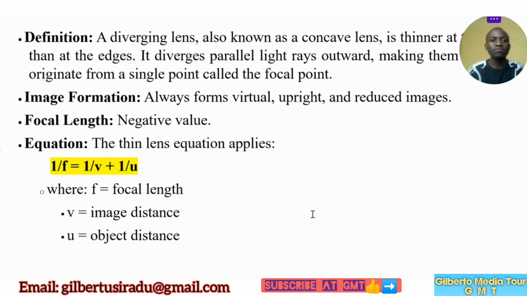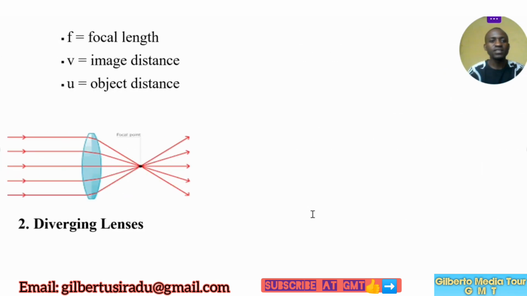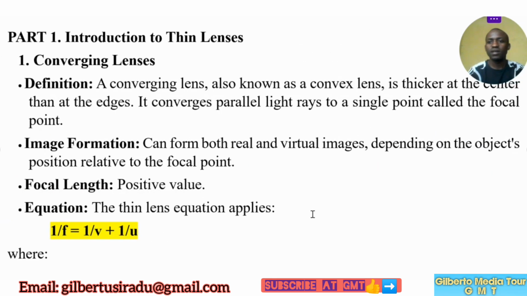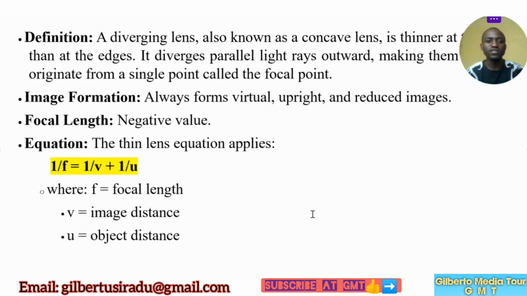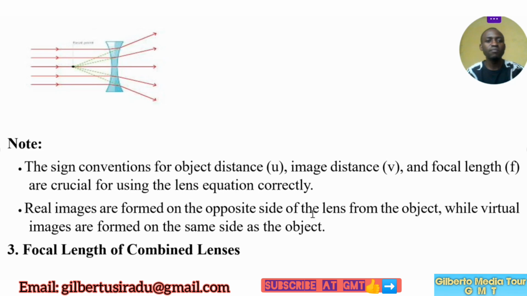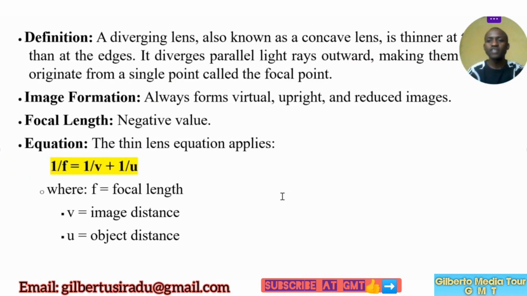So the equation is the same as that of convex lens, but the difference is about the sign used. The sign is a key point here. Note, the sign convention for object distance u, image distance v, and focal length are crucial for using the lens equation. What does sign convention mean in the thin lens equation?